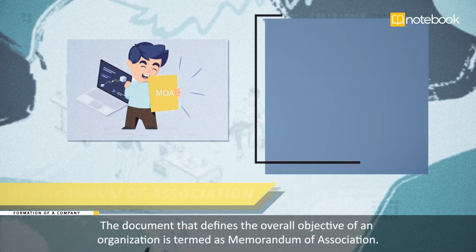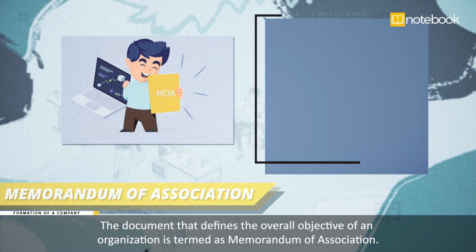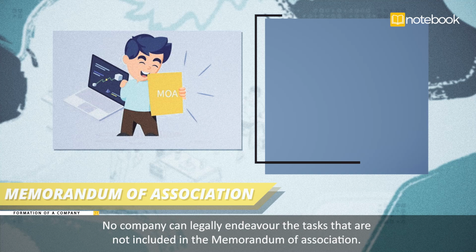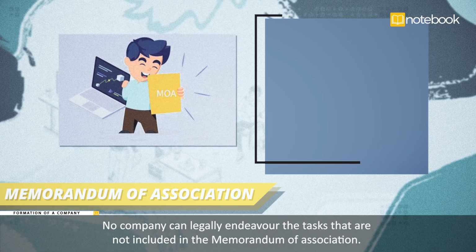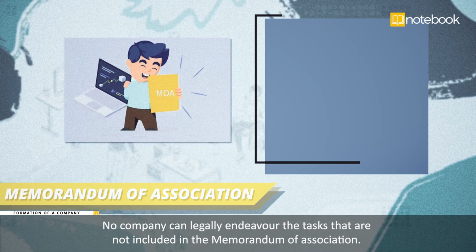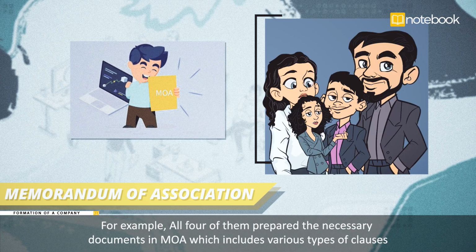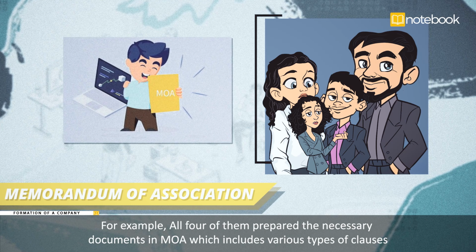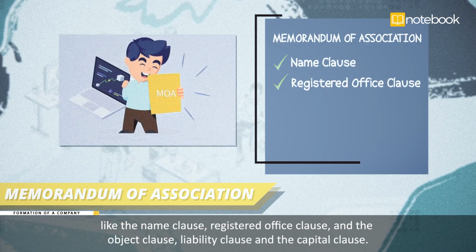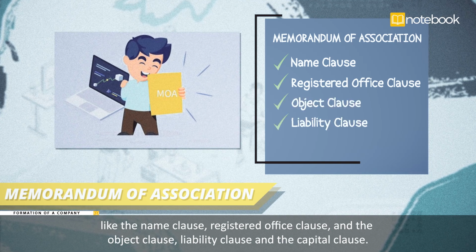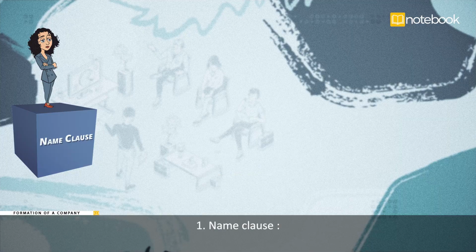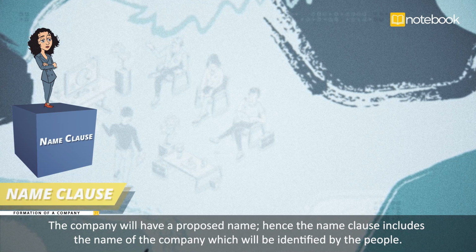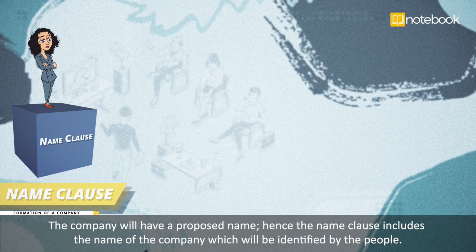Memorandum of Association. The document that defines the overall objective of an organization is termed the Memorandum of Association. No company can legally endeavor tasks that are not included in the Memorandum of Association. For example, all four of them prepared the necessary documents in MOA, which includes various types of clauses like the name clause, registered office clause, objects clause, liability clause, and the capital clause. Name clause. The company will have a proposed name, hence the name clause includes the name of the company, by which it will be identified by the people.